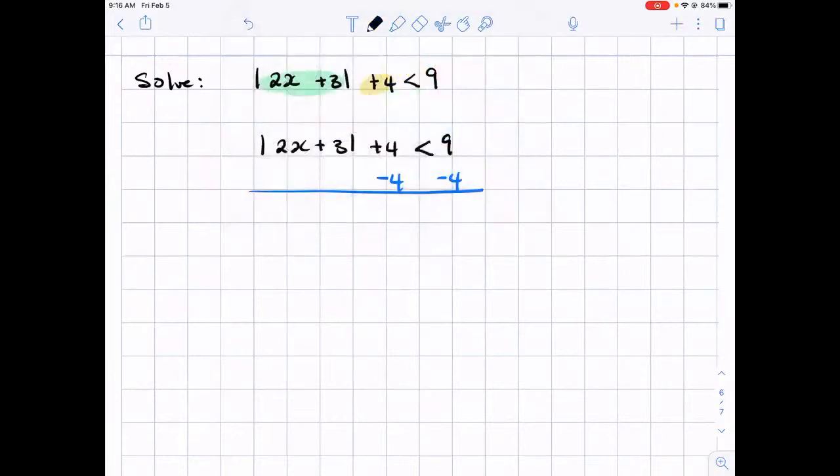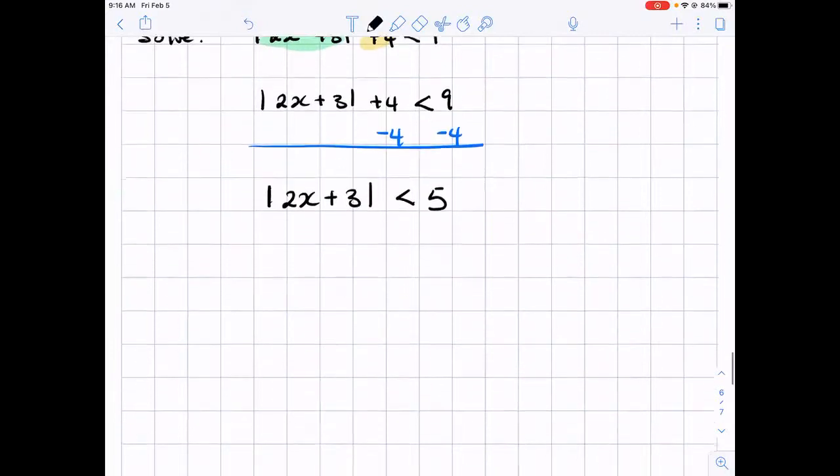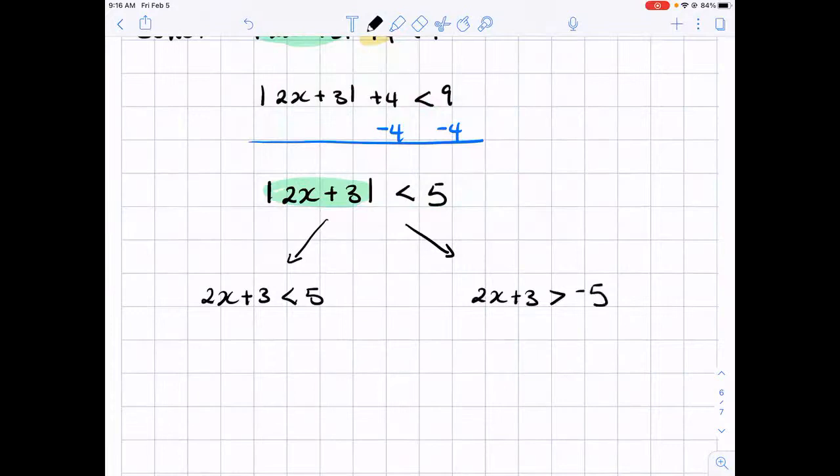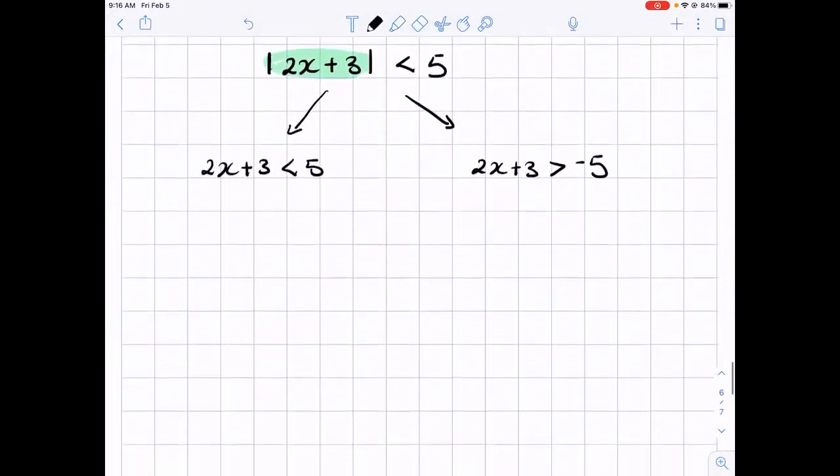And when we do this, we now have the absolute value of 2x plus 3 is less than 5. Now my absolute value is isolated. Now it's by itself. I can split it into two problems. So on one part, I'll have 2x plus 3 is less than 5. And alternatively, I have 2x plus 3 greater than -5. Okay? Don't forget to flip the inequality sign.